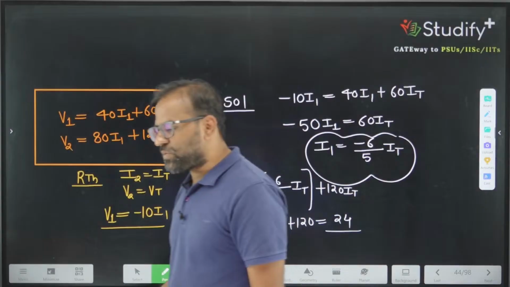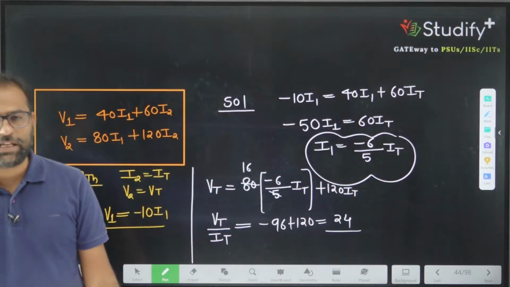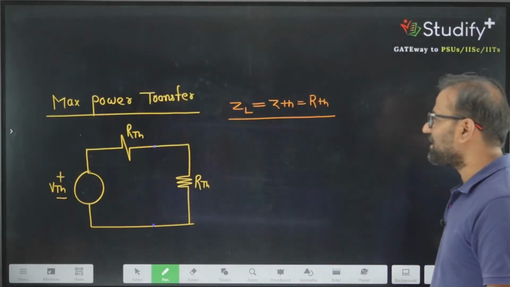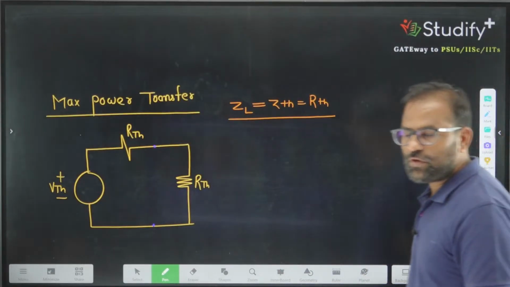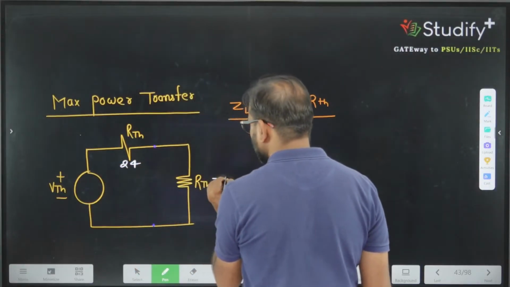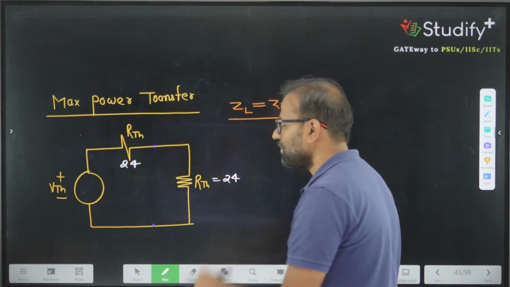What is RTH? RTH is 24. If RTH is 24, and maximum power is transferred from source to load, if this voltage is 24, what is this voltage? This voltage must be 24 also.